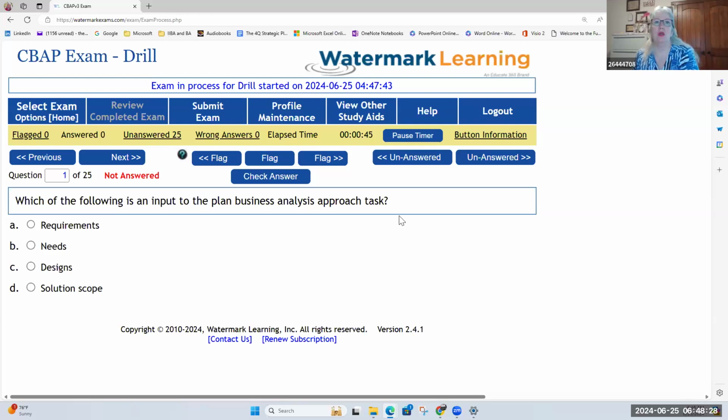So for the first question, which of the following is an input to the plan business analysis approach task? So this is talking about just this task, this one task in this chapter, and you need to know what the inputs are. So is it requirements, needs, designs, or solution scope? There may be other inputs, but which one of these is an input into this one? Please come off mute and talk to me.